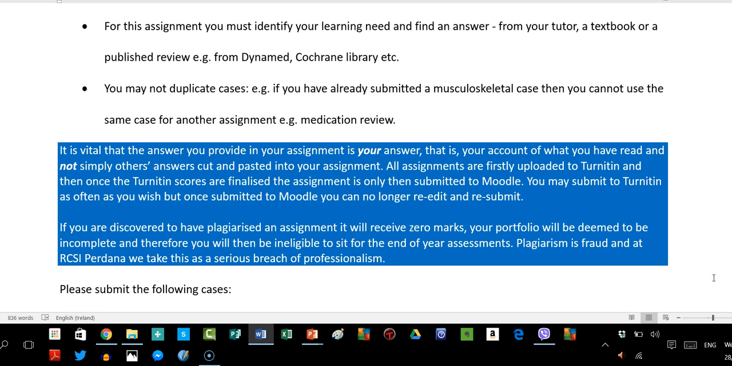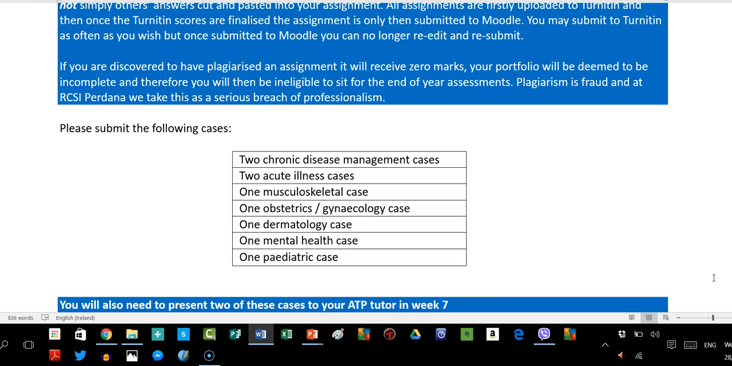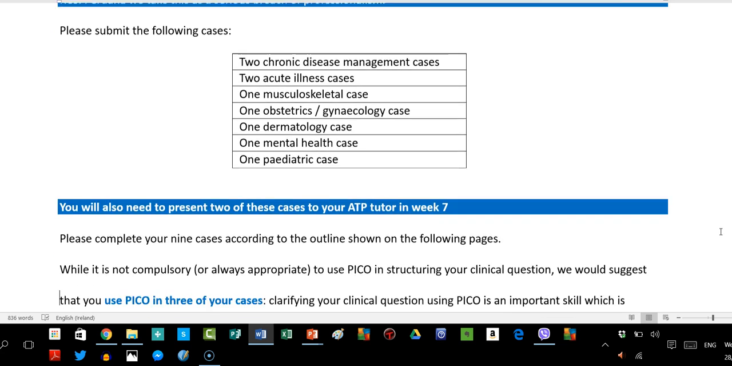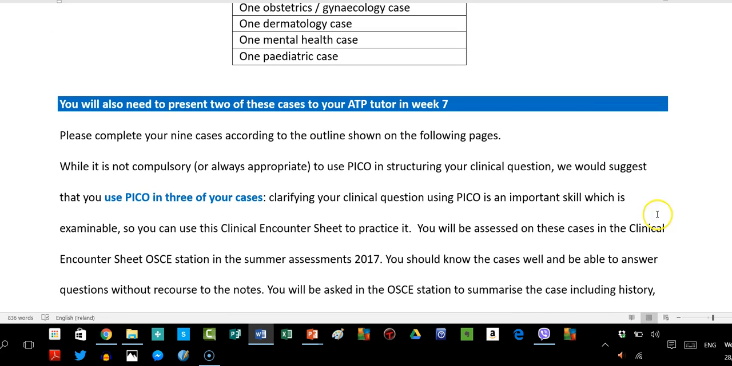The cases you submit are prescribed as such. There will be 2 chronic disease management cases, 2 acute illness cases, 1 musculoskeletal case, 1 obstetrics or gynecology case, 1 dermatology case, 1 mental health case, and 1 pediatric case. In week 7, as you've seen in a previous video, you will submit 2 of these cases to your augmented teaching practice tutor.